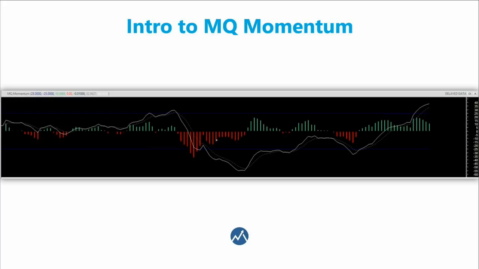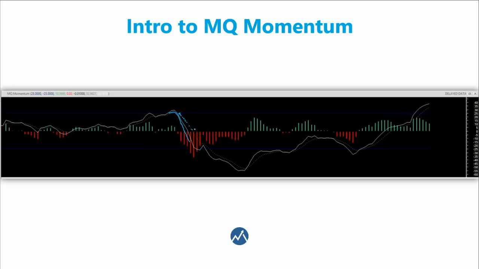There are 3 different main components to the MQ momentum indicator that you're paying attention to. There is a fast line, which is this solid white line. I know it might be kind of hard to see here. There's that fast line, which is a solid white line. And then there's a slow line, which is the dotted white line here.